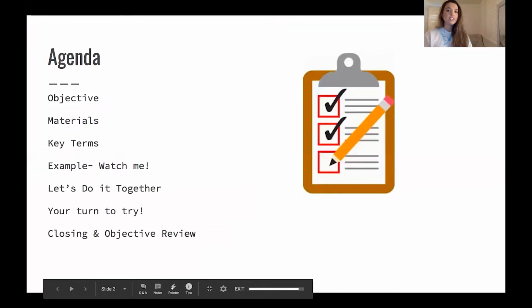All right, so first, here's a quick agenda for us. We're going to go over our objective, materials, key terms. Then I'm going to have you watch as I come up with some different words and sentences. We are going to do it together, and then you will try. We will also be putting together a cool graphic organizer so you can organize all of your work into one place.